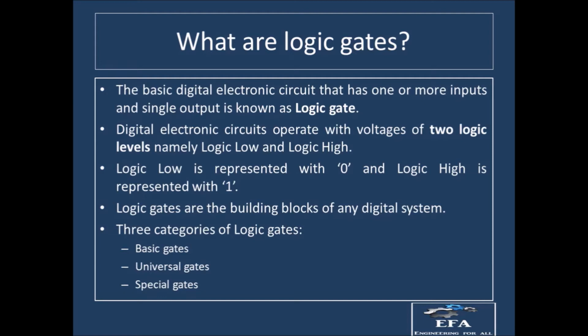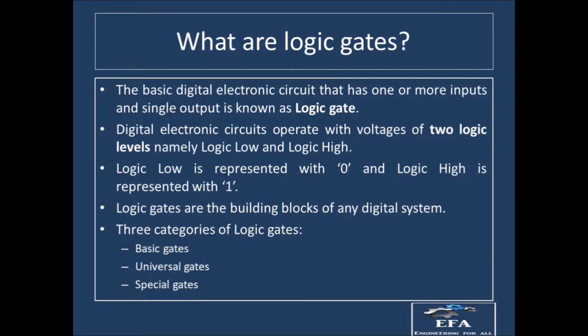When we combine these logic gates, we form logic circuits, which will be the logical combination of the gates. We'll discuss them after some time. Electronic circuits actually work on two logic levels, that is logic 0 and logic 1. Logic 0 is known as logic low and logic 1 is known as logic high. So logic gates are the building blocks of any digital system.